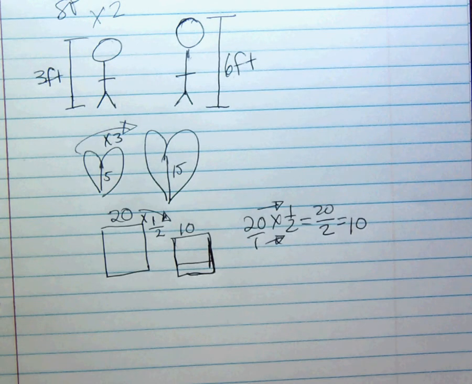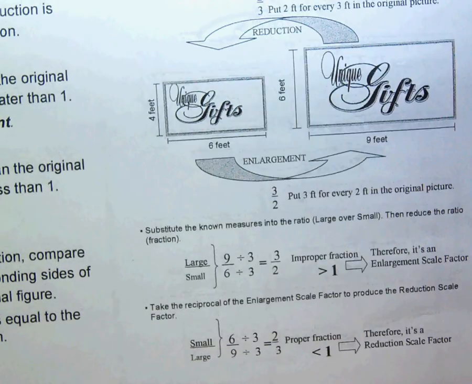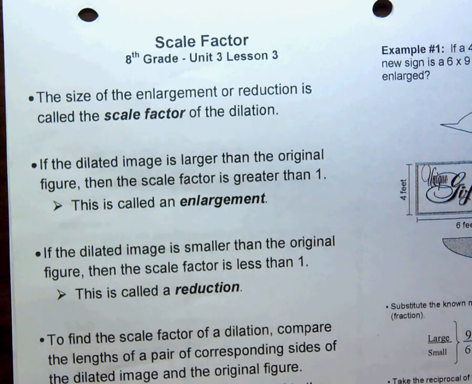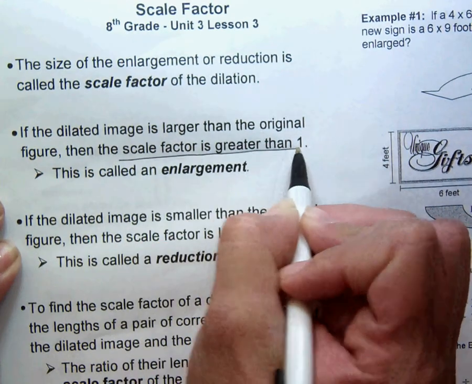Alright, so basically scale factor is just going to tell you bigger or smaller. On the note that you will receive, or that you should have already, it pretty much tells you everything you need to know. The size of the enlargement or reduction is called a scale factor. For an enlargement, the scale factor is greater than 1.